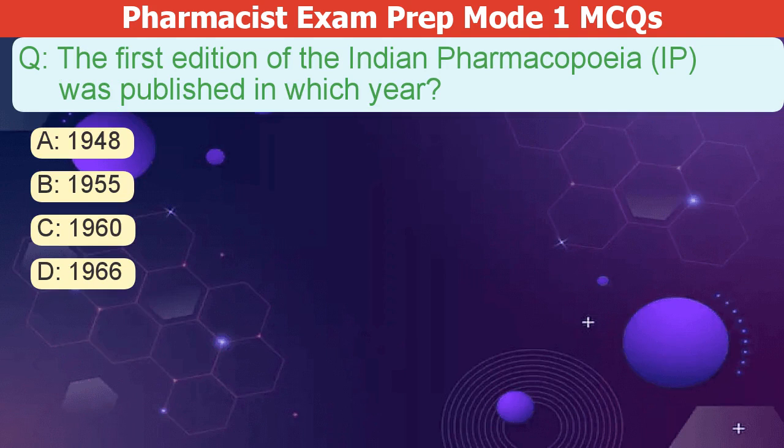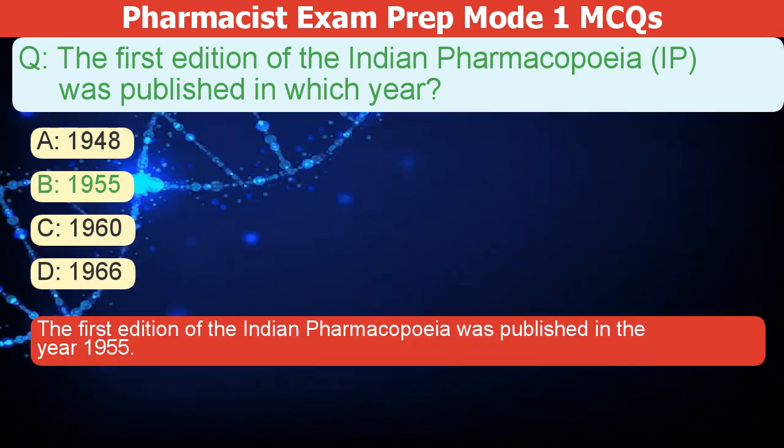The first edition of the Indian Pharmacopoeia, IP, was published in which year? A. 1948. B. 1955. C. 1960. D. 1966. The correct answer is B. The first edition of the Indian Pharmacopoeia was published in the year 1955.